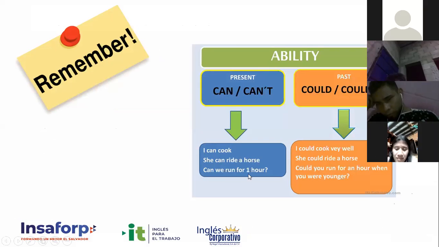Can we run for 1 hour? Could you run for an hour when you were younger?